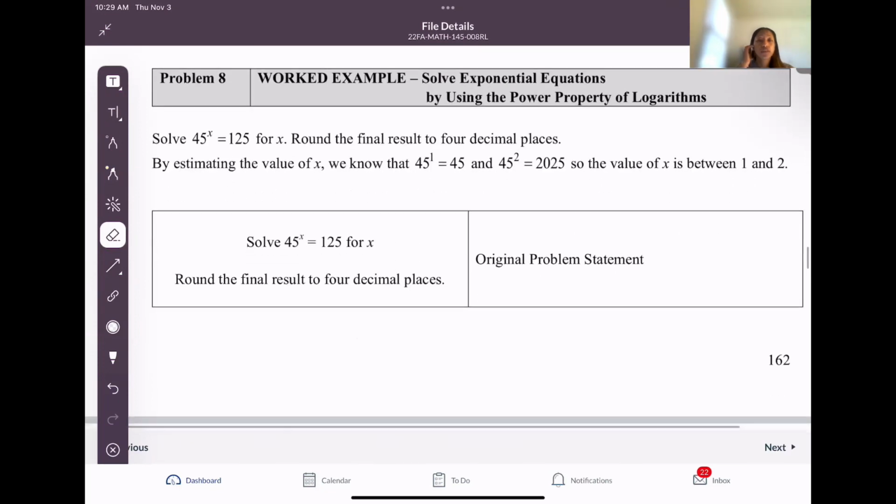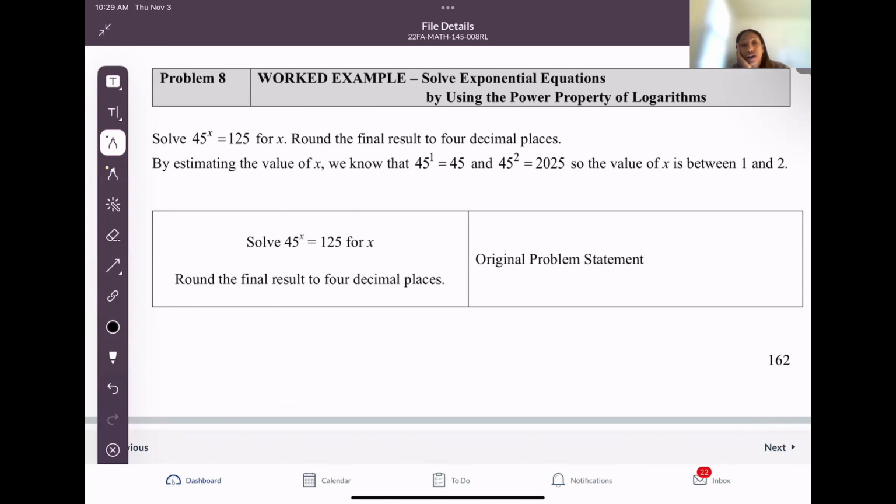Example 7 goes through a problem with solving graphically. Remember, to solve graphically for your equations, you let y1 be one side of the equation, y2 be the other, and then you find the intersection. Example 8, which is a worked example, goes through how we can solve these types of problems using the power property of logarithms. So we're going to look at the solution.